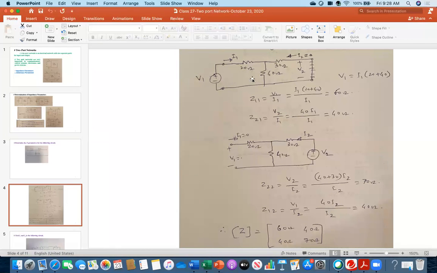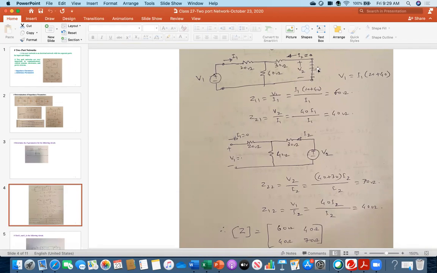Now look at this network. What is V1? Because the current flowing is I1, this is 20 ohm, this is 40 ohm, 30 ohm, and of course this is open. Based on that circuit, everybody say, what is your V1? Meaning that V1 will be this current I1 multiplied by the equivalent impedance, right? So V1 is I1 multiplied by the equivalent impedance. Now, what is the equivalent impedance?